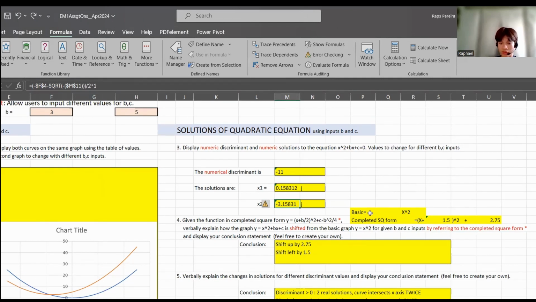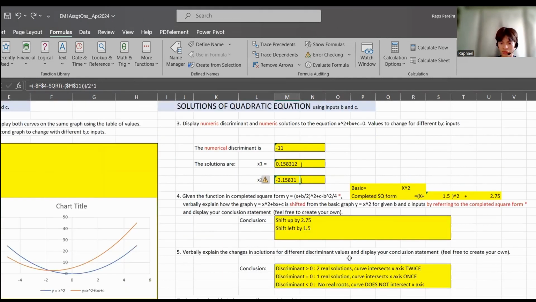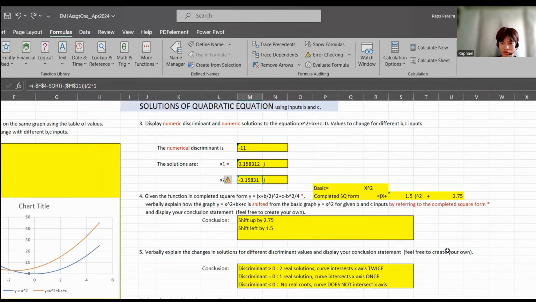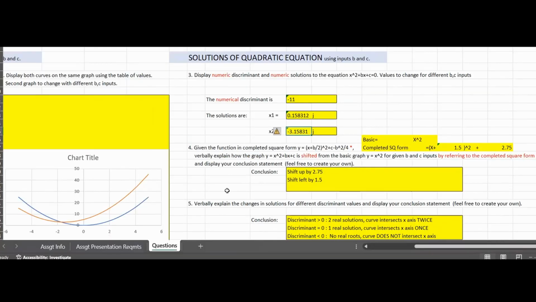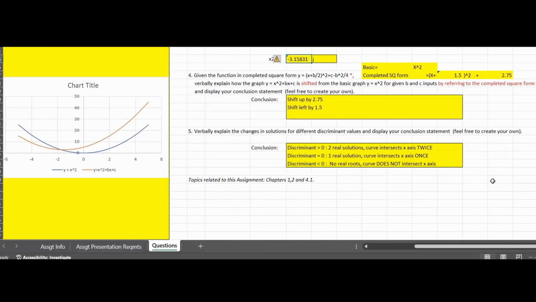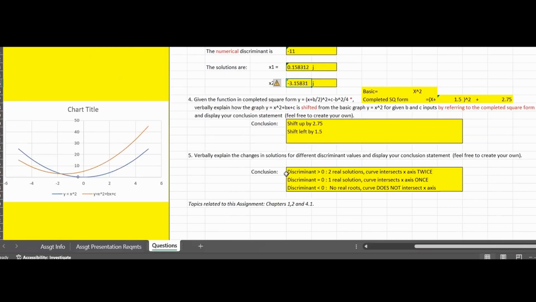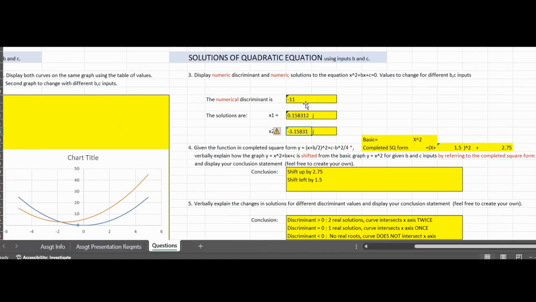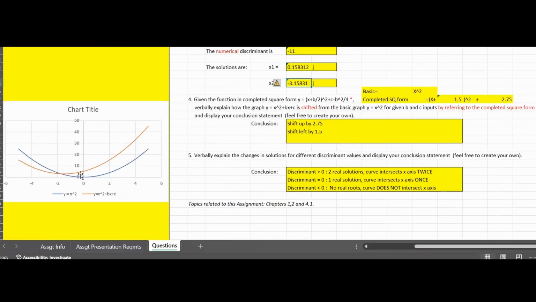So converting our quadratic equation over here to completed square form, we can see that it should shift up by 2.75 and shift left by 1.5. And lastly, with regard to the discriminant, as I've mentioned in question 3, since the discriminant is less than 0, it should not intersect the x-axis, and therefore we should not have any real roots.